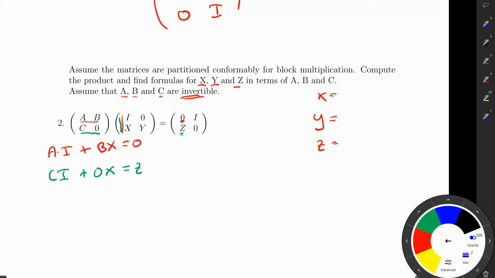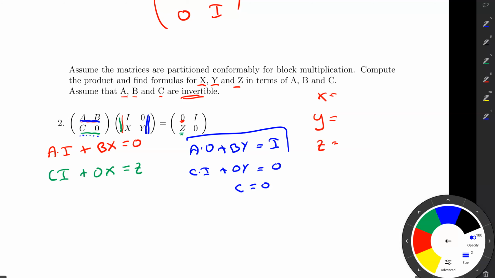Right, so let's go to the first row times the second column. So I'd have A times 0 plus B times Y, and that would equal I. And let's take this second row times this column here. So C times I plus 0 times Y equals 0. Okay, so let's see what we've got here. This 0 times Y is gone, so I have C equals 0. All right, didn't help me so much.